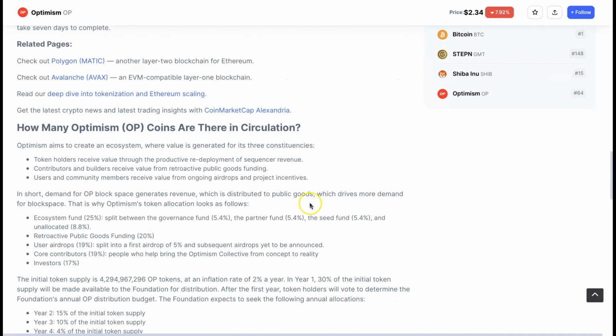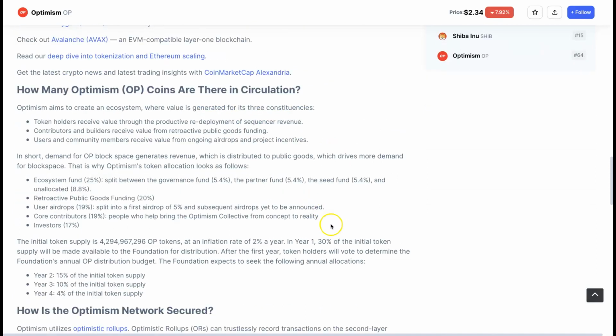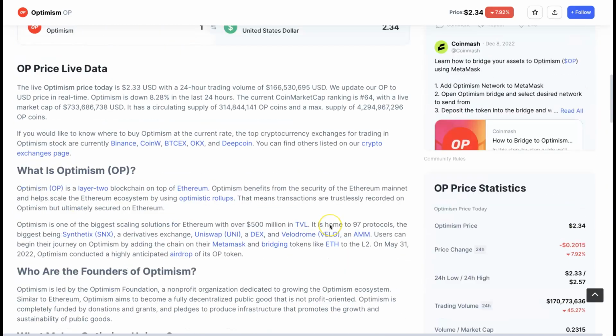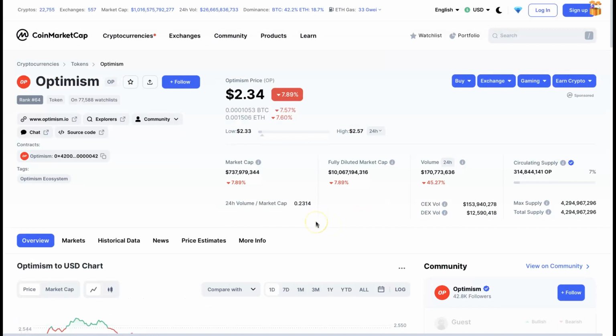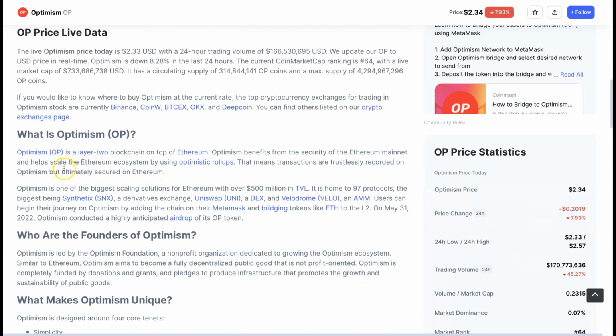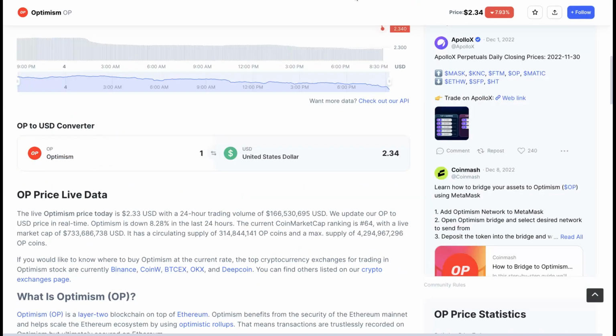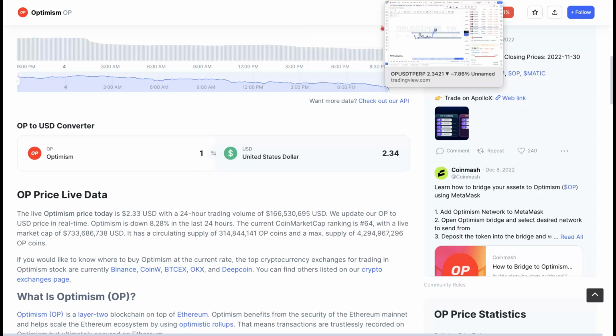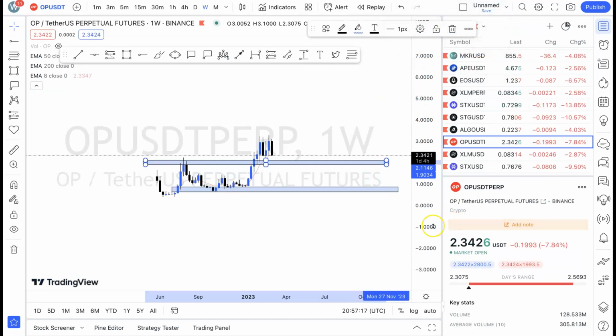I think these days on white paper, people will tell you anything, right? People will tell you anything on their white paper. It's just so messed up. So that's it for the optimism project, OPU.